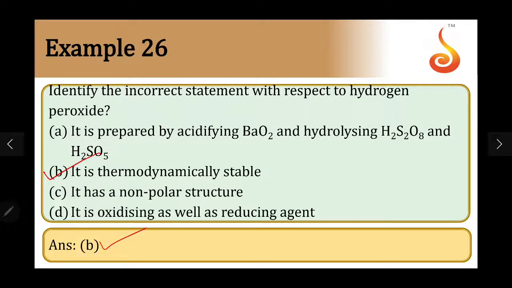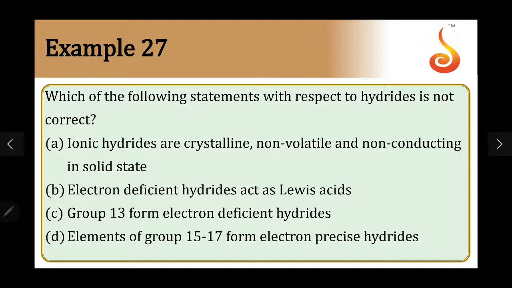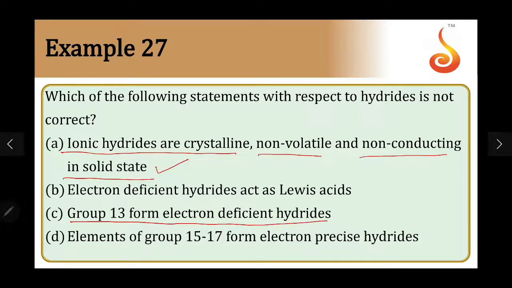Question number 27. Which of the following statements with respect to hydrides is not correct? Ionic hydrides are crystalline, non-volatile, non-conducting in solid state. Ionic compounds are crystalline, so ionic hydrides are also going to be crystalline in nature. They are non-volatile and non-conducting in solid state. So statement 1 is correct. Electron deficient hydrides act as Lewis acids. Very correct. Electron deficient compounds will act as Lewis acids, even hydrides. The example is BH3. Group 13 elements form electron deficient hydrides. That is also correct.